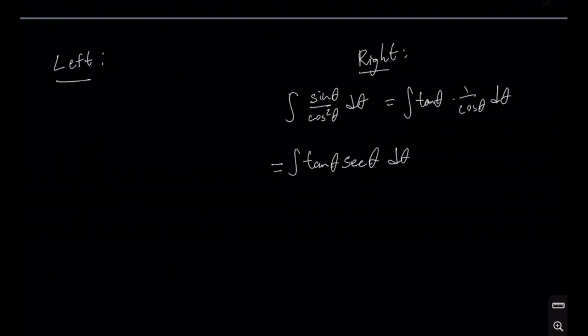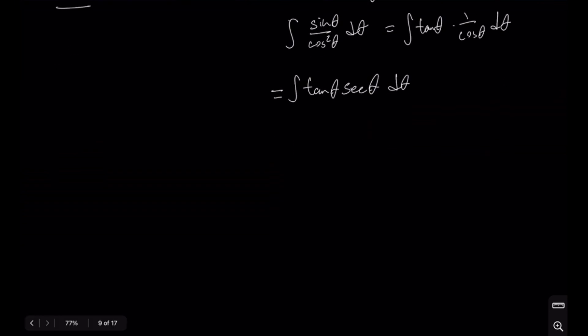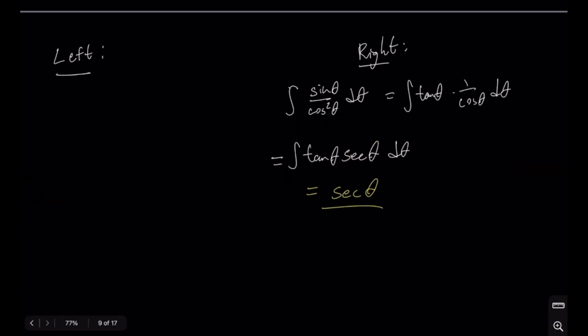Okay, and this is a known integral. If you've studied any basic trig integrals, you'll know that this is going to be equal to secant theta. I'm going to hold off on adding the plus c because I'll add it at the end. But this is our final answer for the right side. Now we want to do the left side.